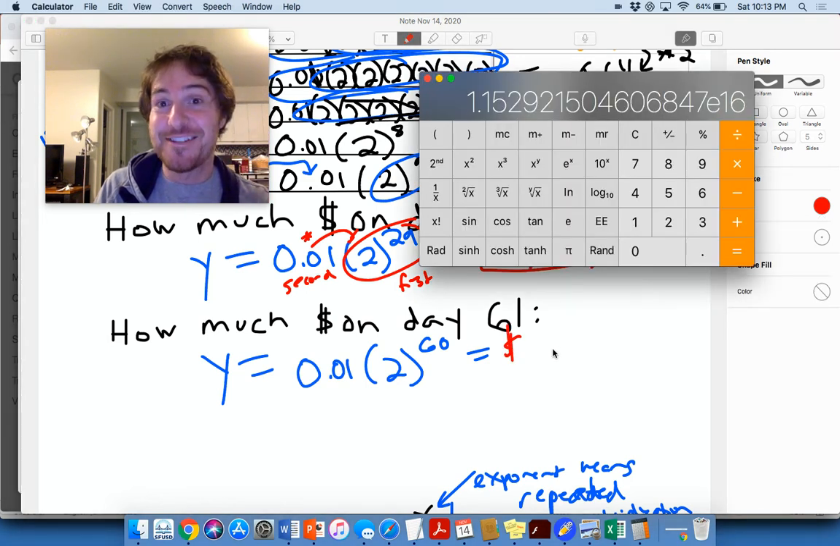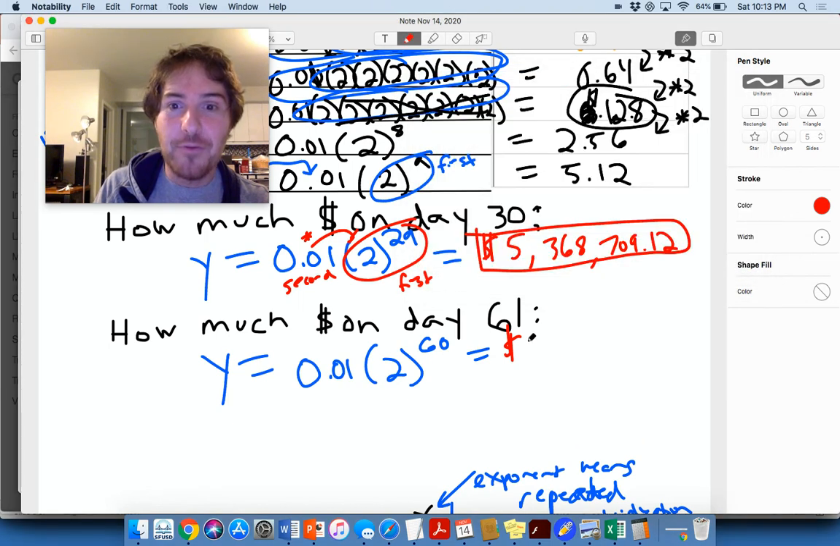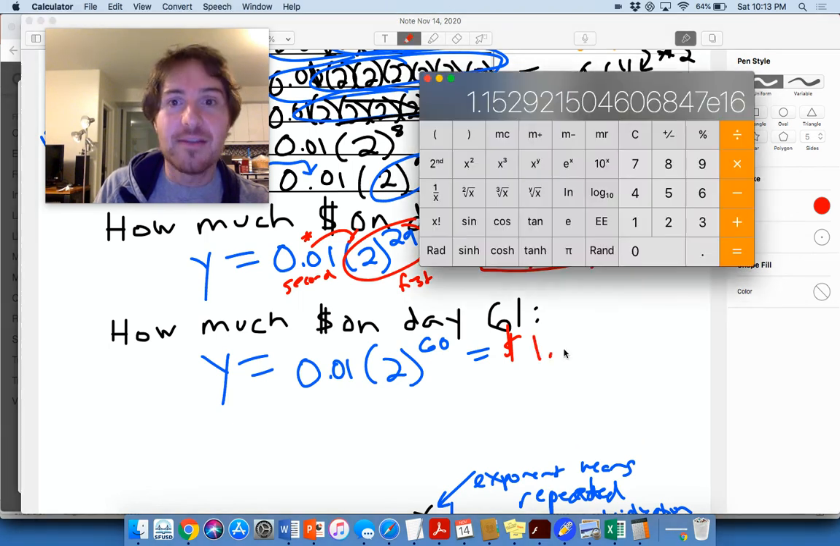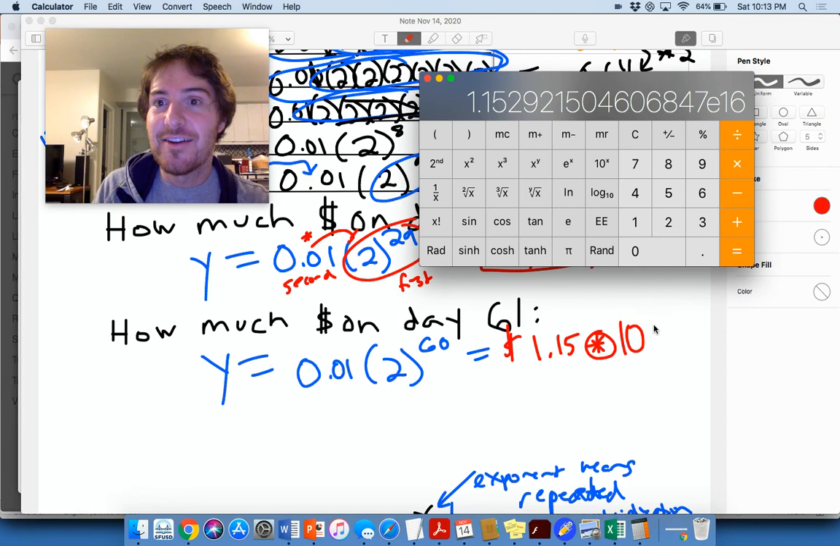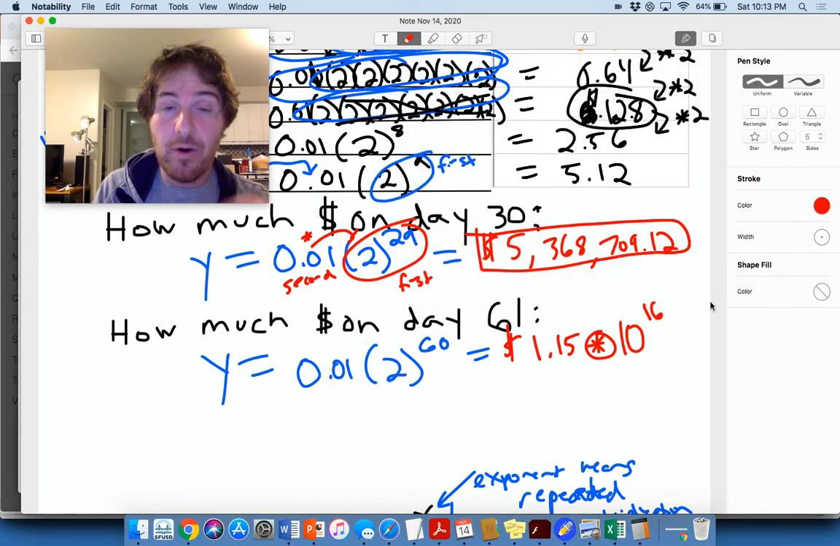And we'll try to figure out exactly what this looks like here. You would have 1.15 times 10. So the E means times 10 to the power of whatever number is written next. Okay, so 1.15, I just like to round to 2 decimal places. 1.15 times 10 to the 16th power. That is a huge number.